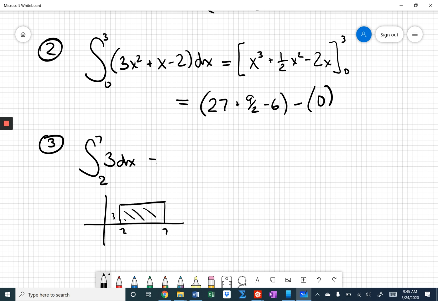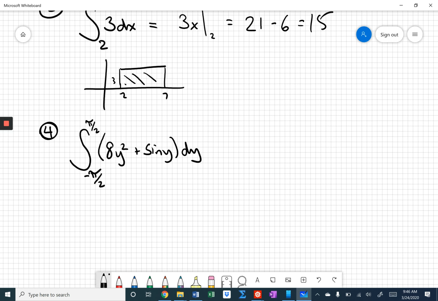But if you want to use the fundamental theorem, then we could find an antiderivative, 3x, and then evaluate this from 2 to 7. Plugging in 7, we get 21. Plugging in 2, we get 6, so we get 15. So geometry and the fundamental theorem agree on their answer.